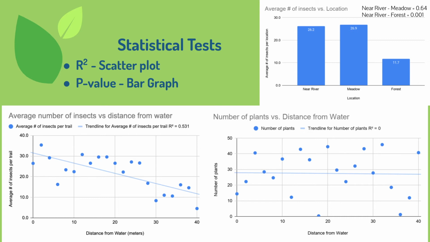That the pattern in the number of insects versus distance from water was a lot stronger than the number of plants versus distance from water. Also, that there wasn't really a meaningful difference between the number of insects in the near river and the meadow area, but there was a meaningful difference between the number of insects found in the near river and forested area.